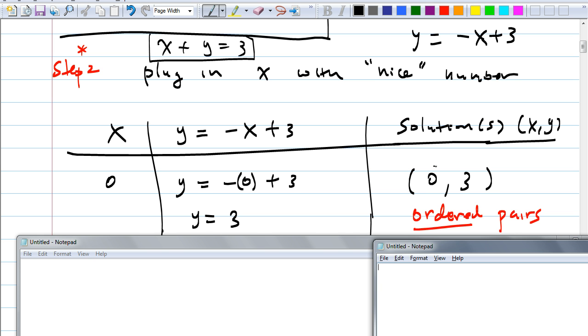What if I had variables like a, b? What would this be in? A comma b or b comma a? A comma b. Exactly. That's why it's called an ordered pair. All right? So I plug in a nice number like 0. That's fine. So I found the solution, right?